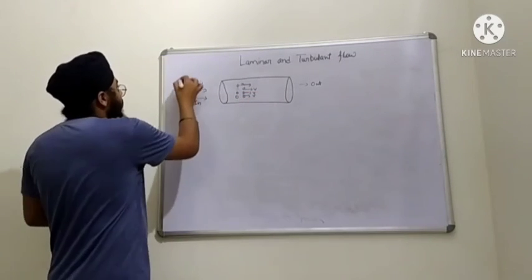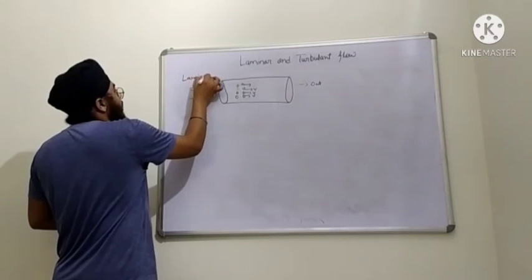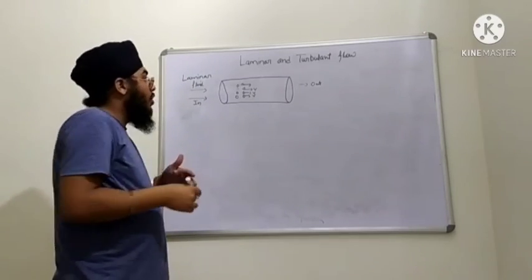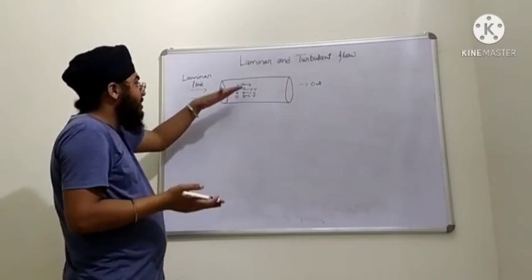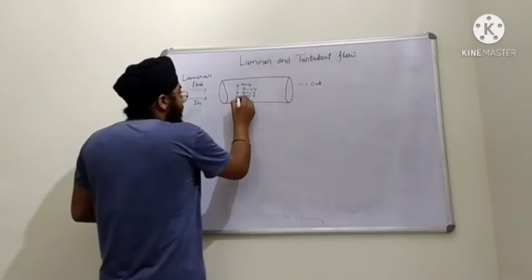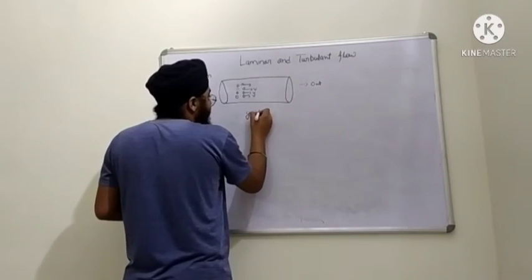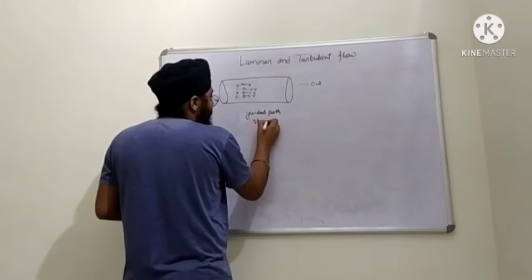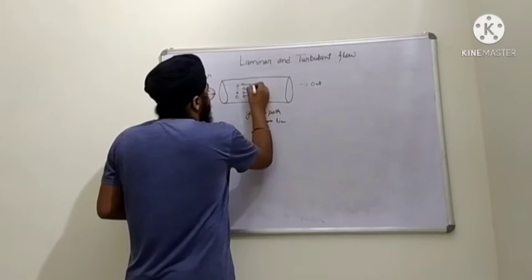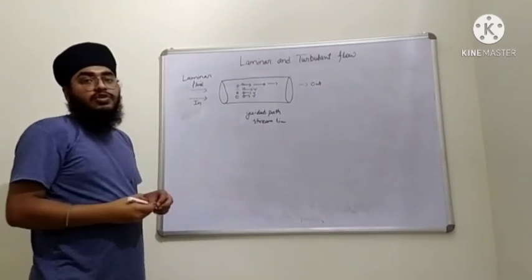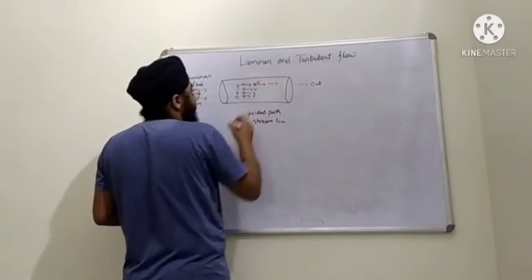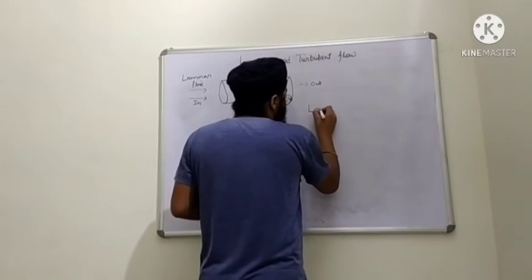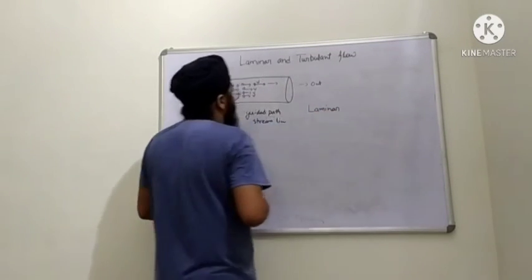Now in laminar flow, the adjacent layers are gliding smoothly over each other, or we can say all the particles are following a guided path, or following a streamline. A streamline is something like this, a parallel line in which all the particles are flowing with the same velocity. This flow is known as laminar flow.